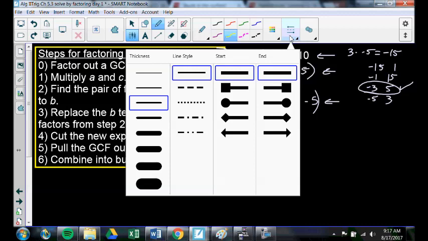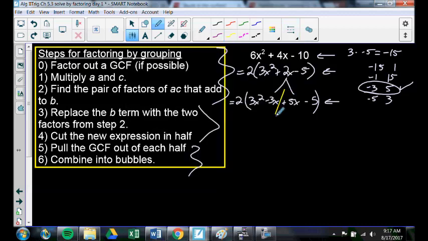Now, the magic happens. Slash this in the middle. Make two different groups. And again, this 2 is just going to sit up there in front. I'm now going to use a big bracket instead of a parenthesis and change color slightly. I'm going to factor out a GCF from here. Both these have a 3x in common, so I pull out a 3x. That leaves me with x minus 1.